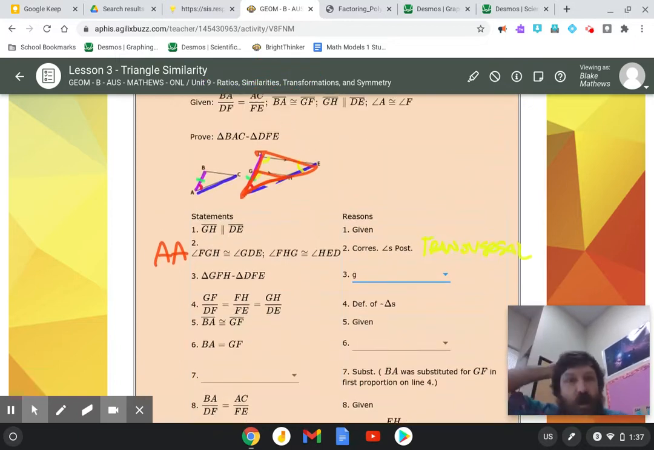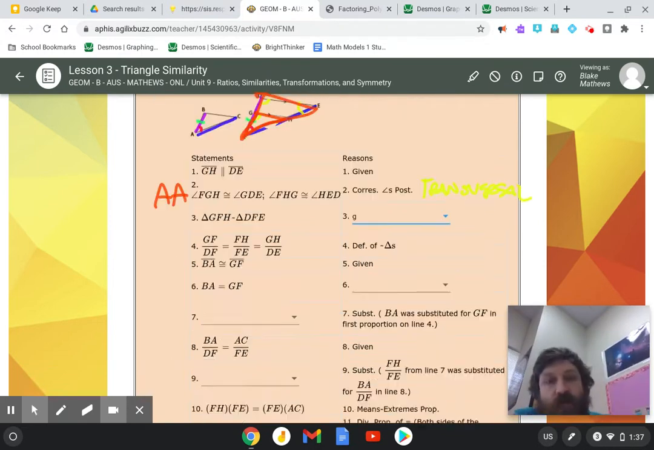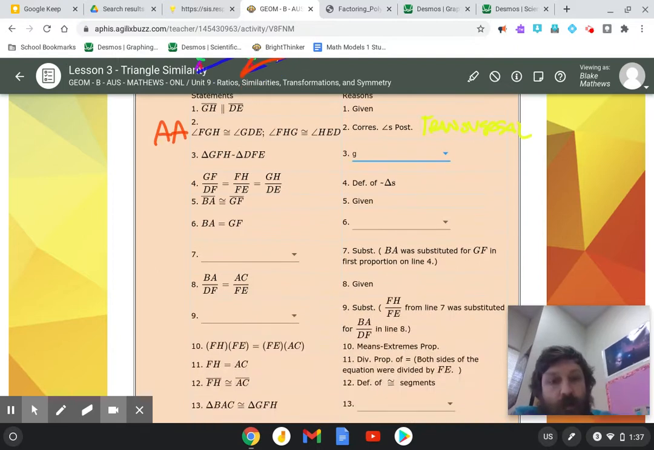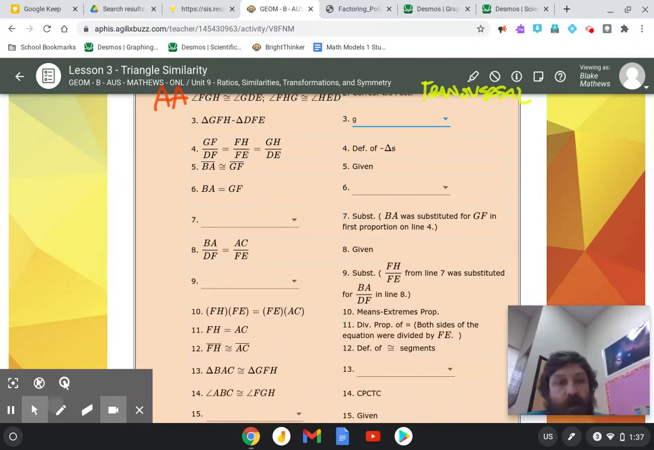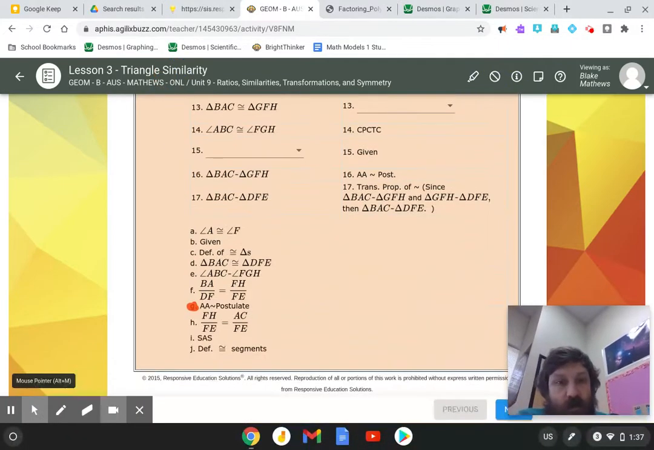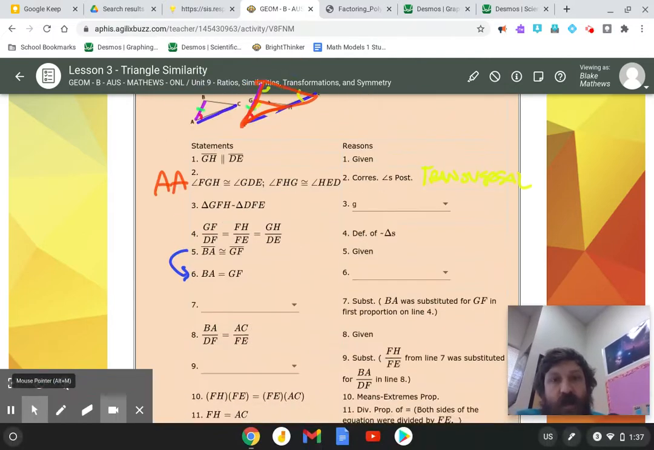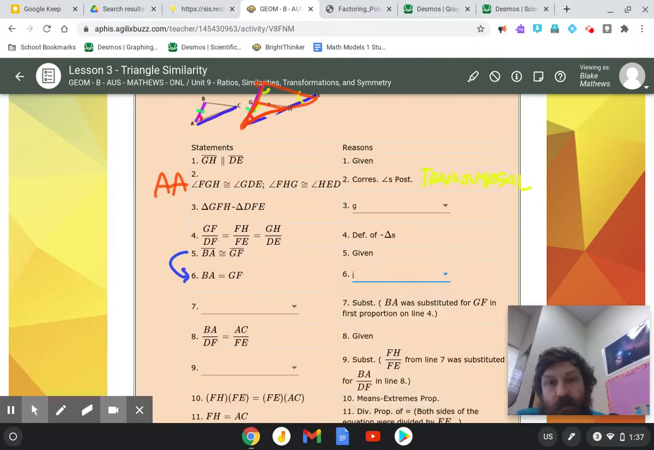Then we can see that all the sides of those are proportional. That's the definition of similar triangles. We have another given here, which is that BA is congruent to GF. Therefore, their lengths are congruent. So let's see what that comes from. All we're doing here is jumping from congruence to equality. So let's go see. That should be the definition of congruent segments. And there it is right there. Answer choice J is going to be our answer for that one.